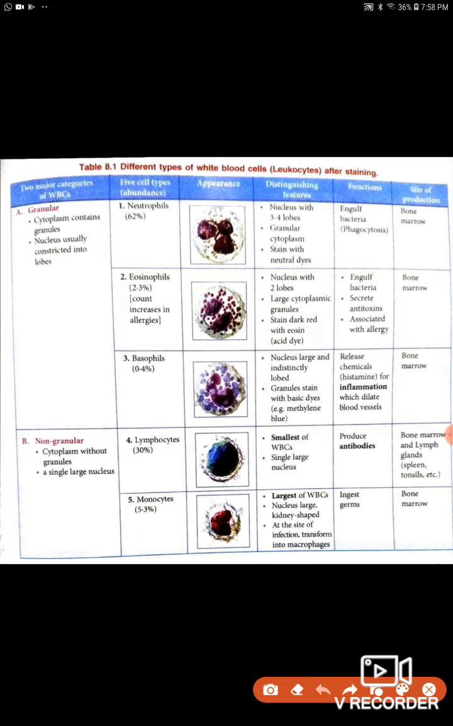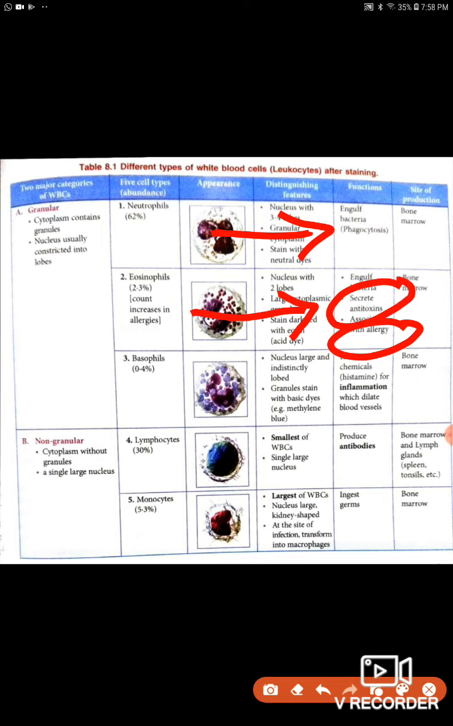Now differentiate on the basis of functions. Here they can engulf bacteria, so it is called phagocytosis. Here they can also engulf bacteria, but the main thing is they are associated with allergy and they can produce antitoxins.